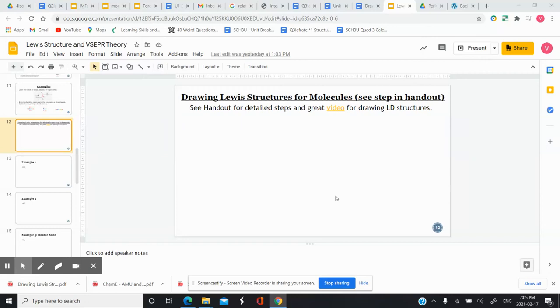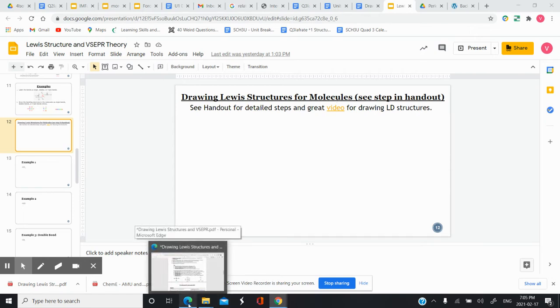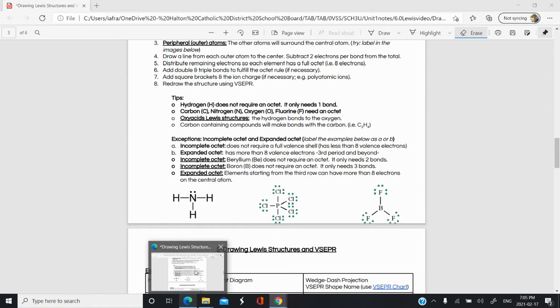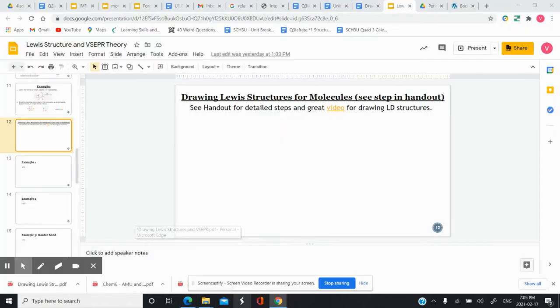In this video, we're going to see how to draw Lewis structures for molecules involving covalent bonds. In the last video, we saw how to draw Lewis dot structures for ionic bonding. But here we're going to see how they share electrons following a series of rules. The series of rules can be found in your note handout, as you see here. There's also a great video that details drawing Lewis dot structures over here, which is a different perspective that you can watch as well.